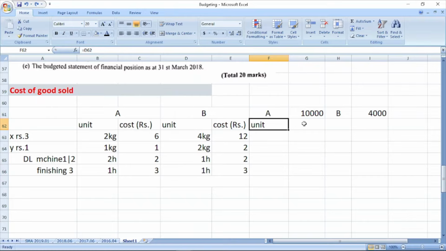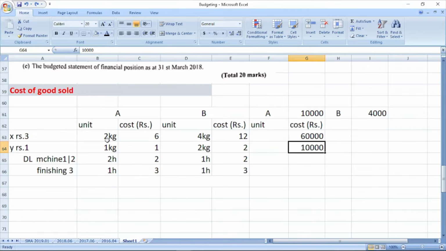So A is 10,000 units and B is 4,000. To find A, in X unit we need, for producing A product we need X at 6 rupees cost. So 6 into 10,000, it is 60,000.